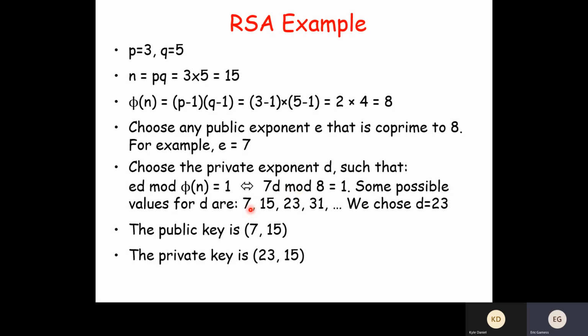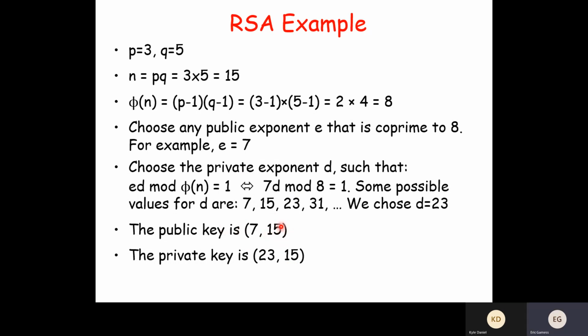So let's say that we take the first value, 7. Our public key will be the public exponent, which is 7, and the modulus. Remember that the modulus is the multiplication of the two prime numbers. And the private exponent will be D, which we just computed by resolving this equation, and the modulus. So look, I will make this public.